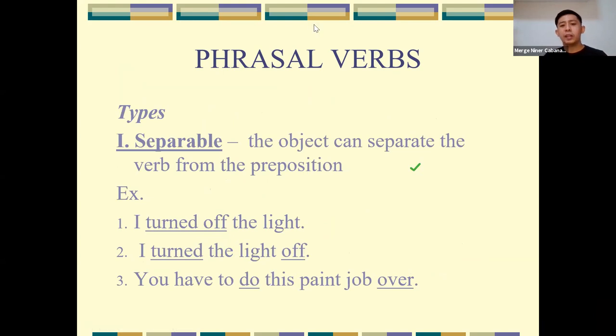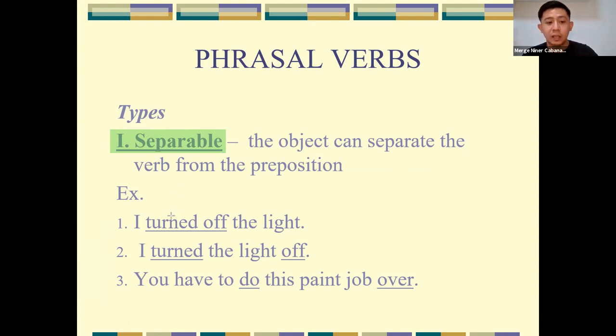All right. So we have different types of phrasal verbs. The first one being your separable. Again, as the name implies, separable means they can be separated. Ito yung phrasal verbs that believe in a phrase that nothing lasts forever. Walang forever. Okay? Because naghihiwalay din sila. So the object can separate the verb from the preposition.